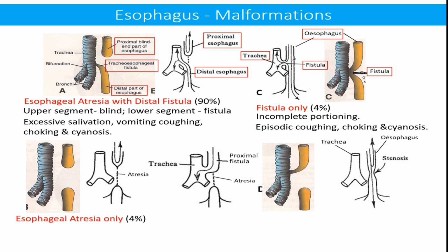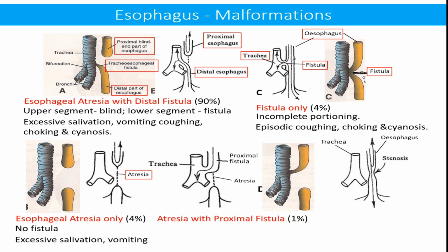The third variety is esophageal atresia only, which comprises 4% of the cases. The upper and lower segments both end blindly. They may be connected by a cord. There is no fistula, and the newborn presents with excessive salivation and vomiting.